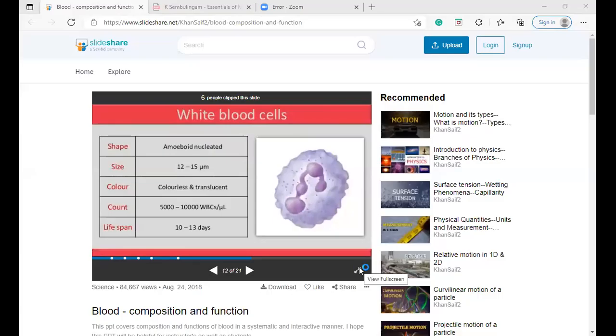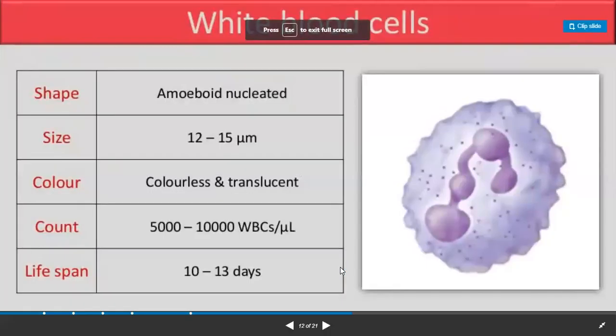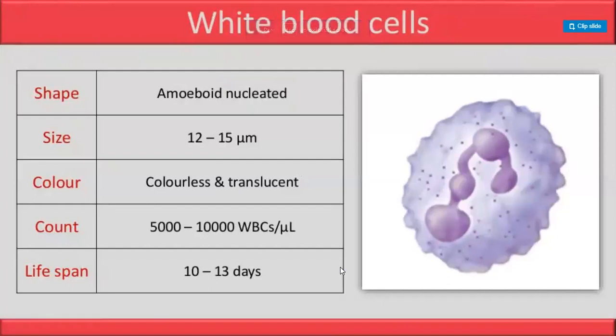And then we said that plasma is the liquid part of blood, and the blood cells are the cellular elements of blood. And then we said that the blood cells are 3 in number. They are the red blood cells, or erythrocytes, the white blood cells, or the leukocytes, and the platelets, which we call the thrombocytes.